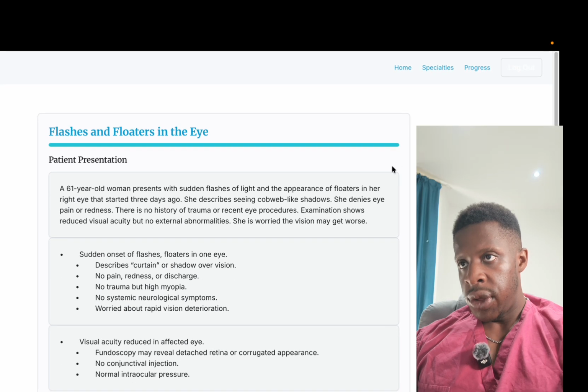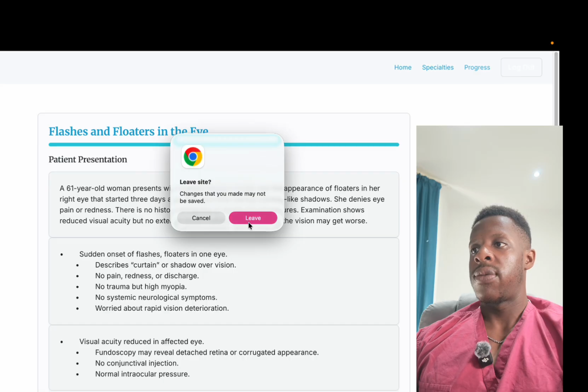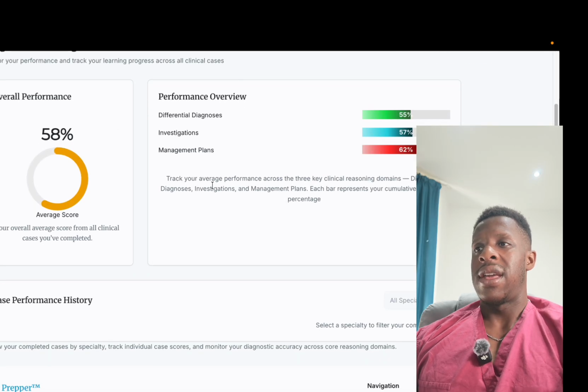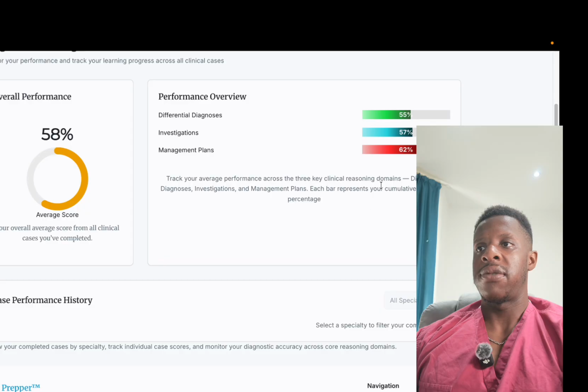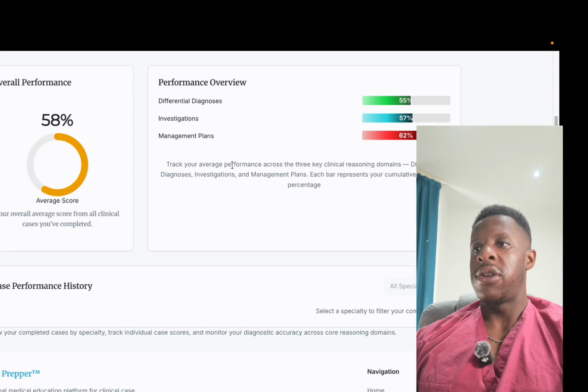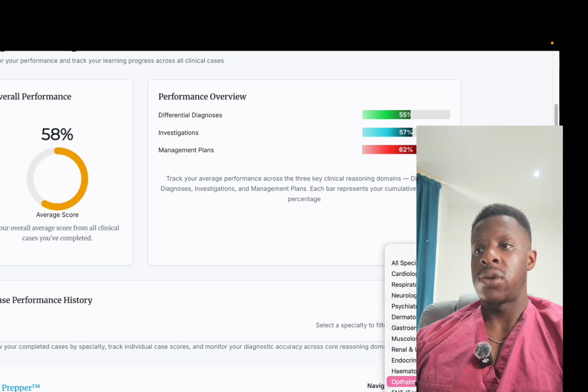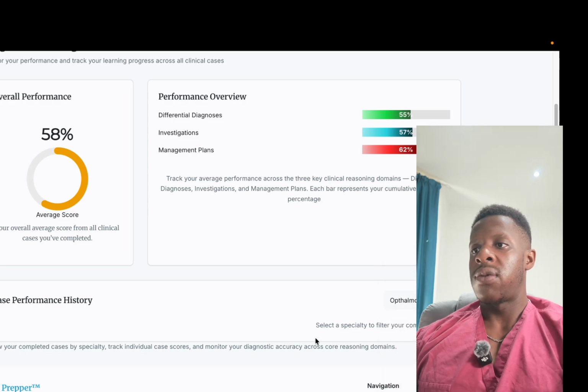Then on Dr. Pepper, you could always just go back to your progress and see how you're doing on these cases again. So the averages obviously aren't really good, as we can see. We can see the scores that we've been getting for the differentials, what we get for the investigations, for the management, and just really see where you need to work on.